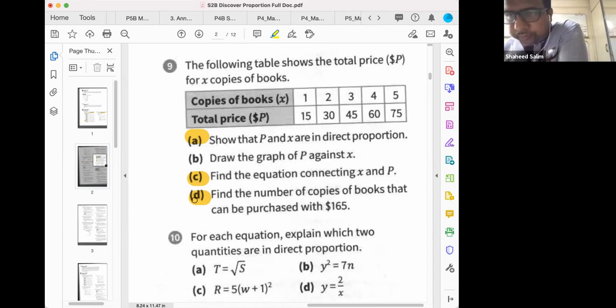Okay, have you proven? Do you know how to prove? How do you find K? Same thing, right? Y over X. Now P over X, same thing.